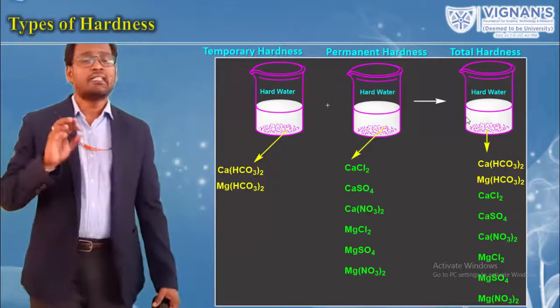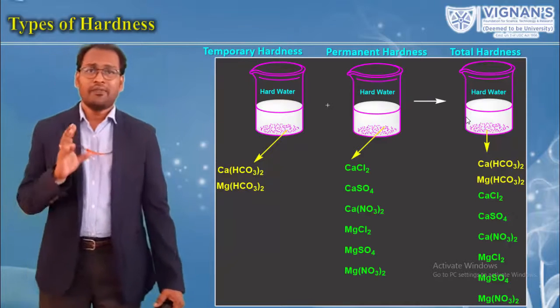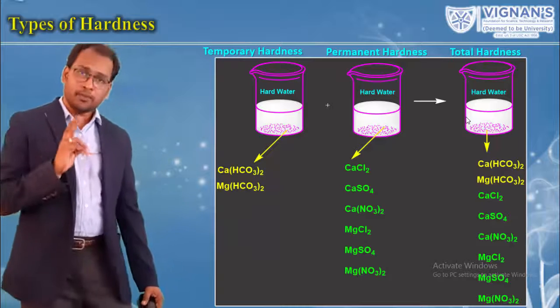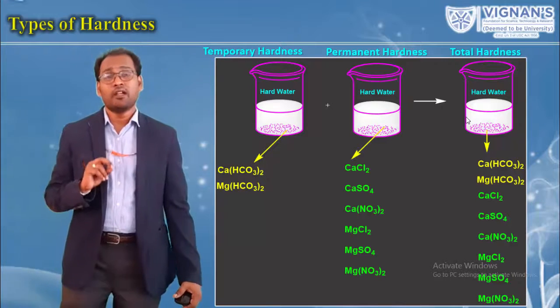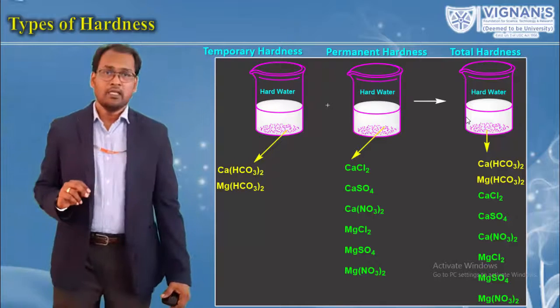Now we will see what are the different types of hardness present in the sample. So, different types of hardness. There are two types of hardness, depending on the content of salt present in the water sample.